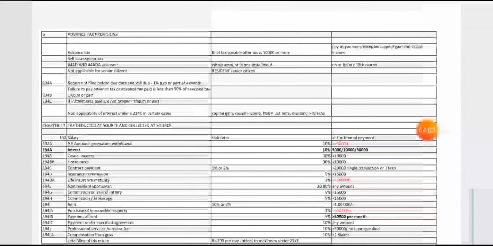Now the percentage is the same for everything. It is 1% per month or part of a month. What do you mean by part of a month? Even if it is delayed by one day into the next month, you have to pay the interest for the whole month. That is what it means. So for all 3, it is 1% per month or part of a month. Now we have to calculate for a period. So there should be a from date, there should be a to date.